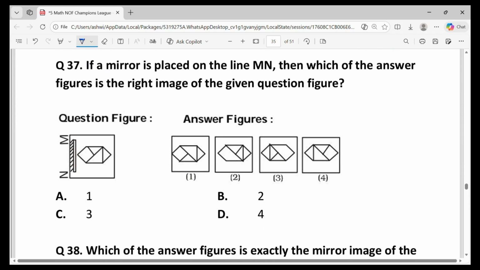Question 37. If a mirror is placed on the line MN, which of the answer figures is the right mirror image of the given question figure? The mirror is placed at MN. The mirror image will be laterally inverted, which means the left will be on the right and the right will be on the left, while the top stays on top and the bottom stays at the bottom. So the answer figure will be option 4, that is D.